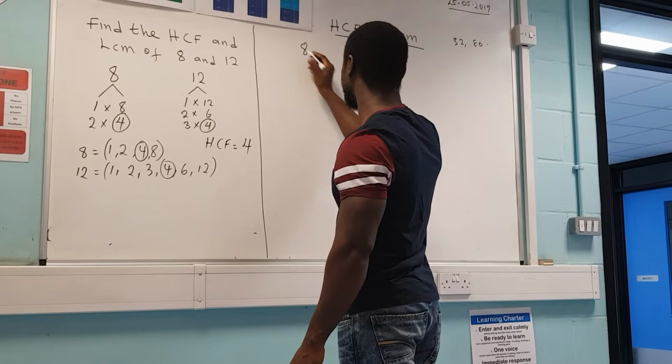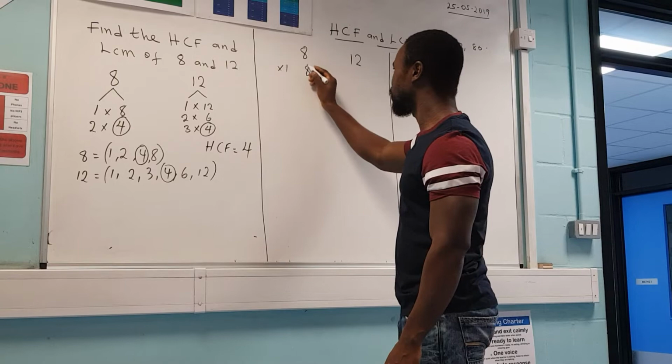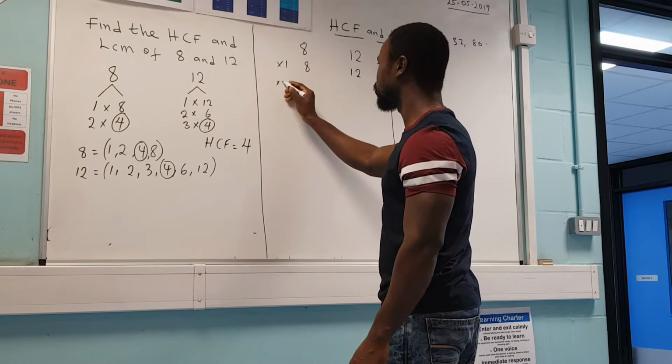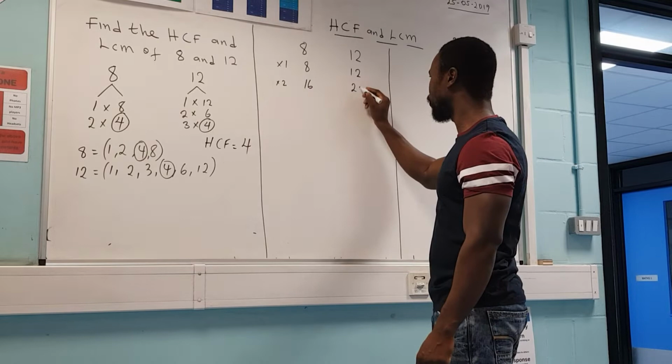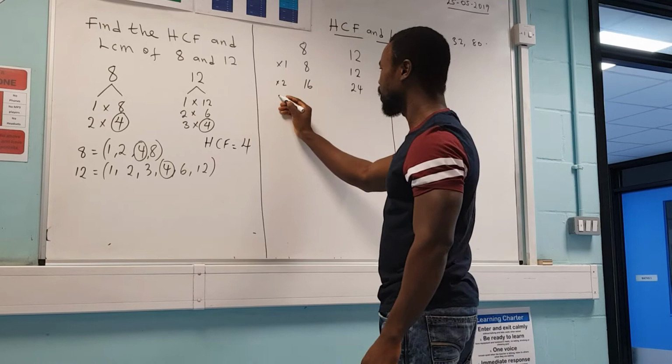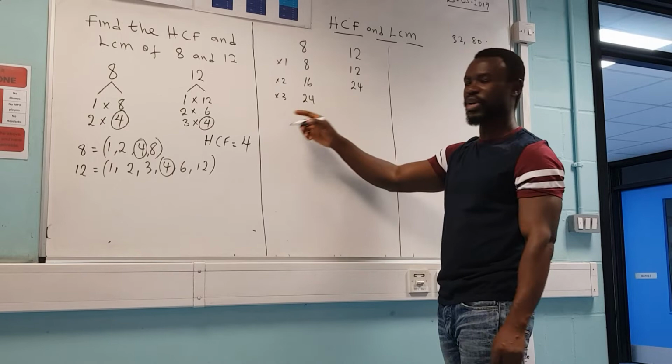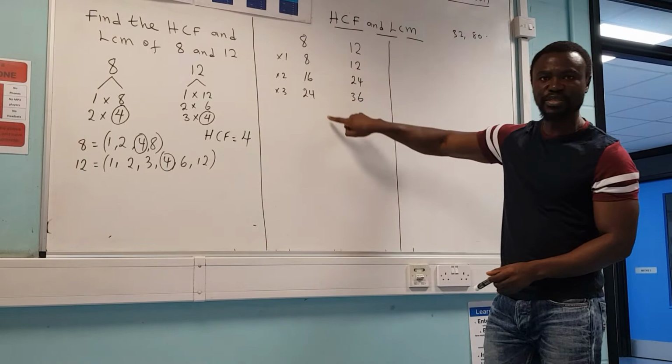So I'm going to do it in this way. 8 and 12. 8 times 1 gives me 8. 12 times 1 gives you 12. Times by 2. 8 times 2 is 16. 12 times 2 is 24. We haven't seen any common number here, so we have to carry on. Times 3. 8 times 3 is 24. 12 times 3 is 36. But can you spot something? Under the 8 times table, I have seen 24. Under the 12 times table, I have seen 24.